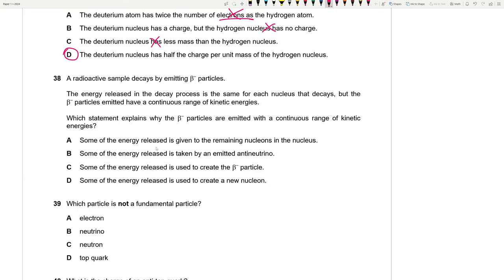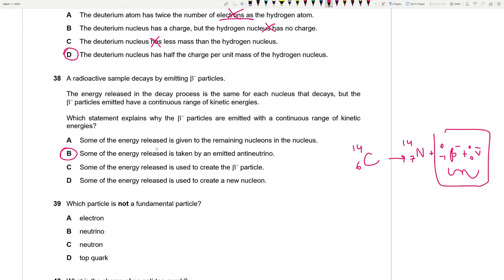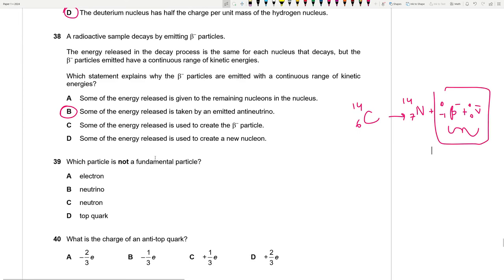So suppose we have carbon-14, 6, it decays by beta minus radiation, 0, minus 1, and we get an electron antineutrino, and it turns into something like nitrogen. Okay, so the logic is the energy is shared between these two particles, mainly the antineutrino and the beta minus particle. They share energy, so it's like a continuous range, give and take.